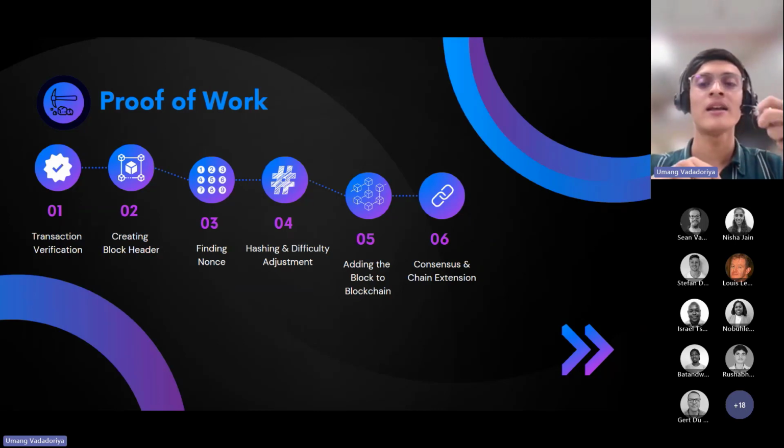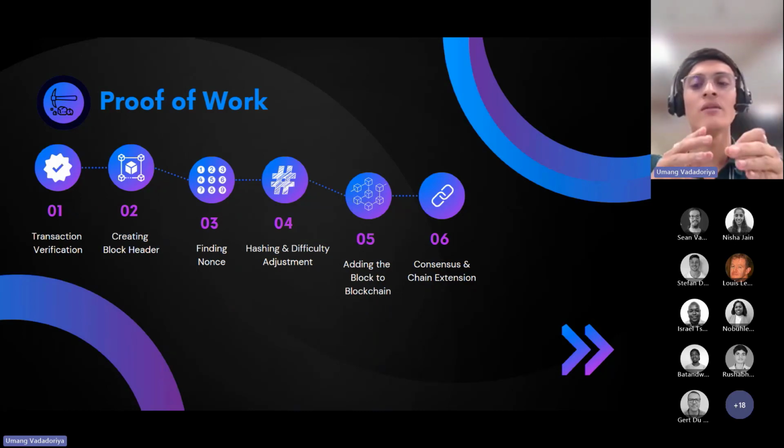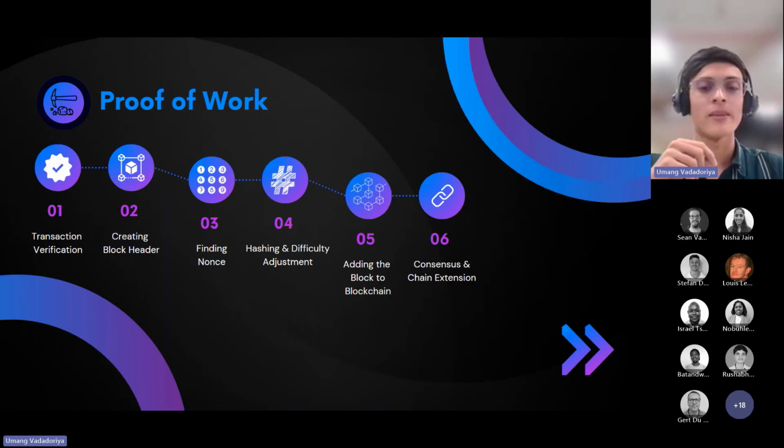When a miner finally cracks the code and finds the perfect nonce, they broadcast the block to the network, kind of like shouting Eureka to everyone. If the majority of the network agrees the block is legit, it gets added to the blockchain. And the miner who cracked the puzzle gets rewarded with some shiny new cryptocurrency.